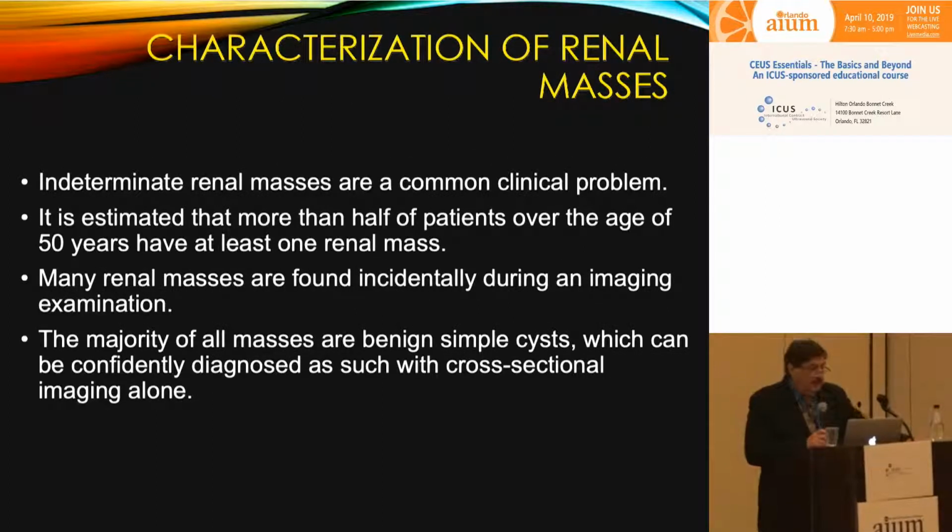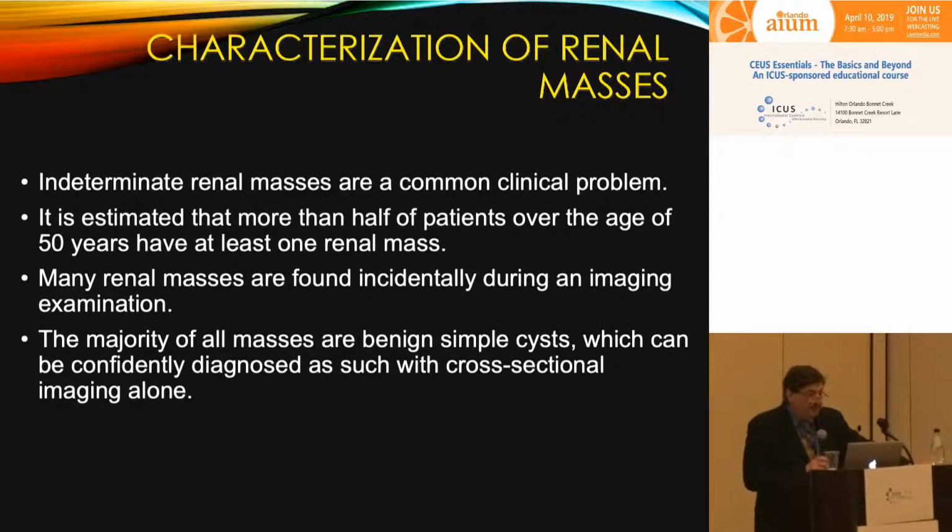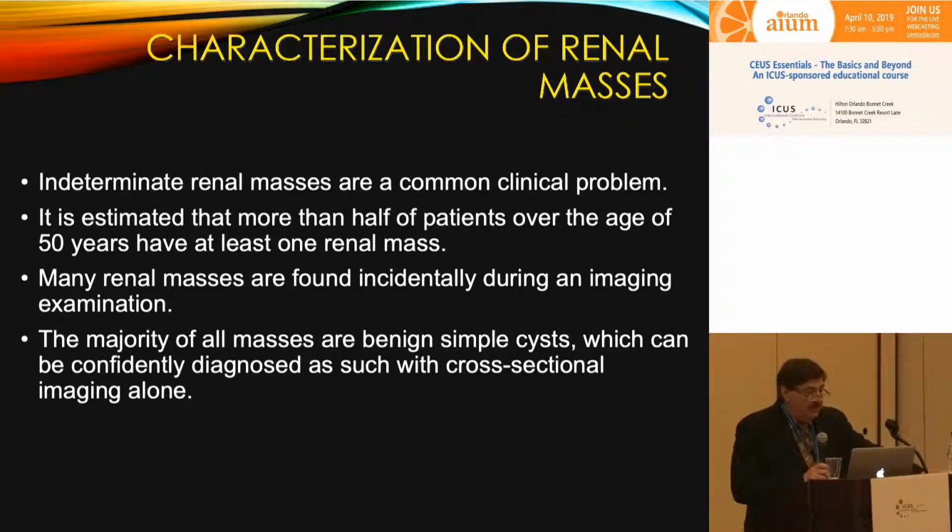So indeterminate renal masses are a common clinical problem. It is estimated that more than half of the patients over the age of 50 years old will have 1 renal mass, and many renal masses are found incidentally during an imaging examination. The majority of these are benign simple cysts, which can be confidently diagnosed with cross-sectional imaging alone.